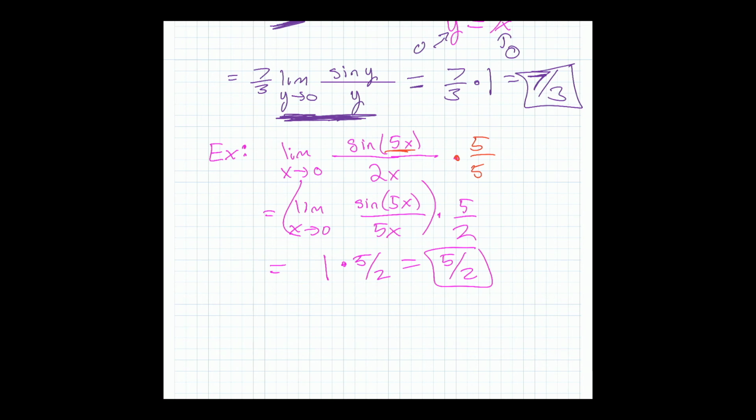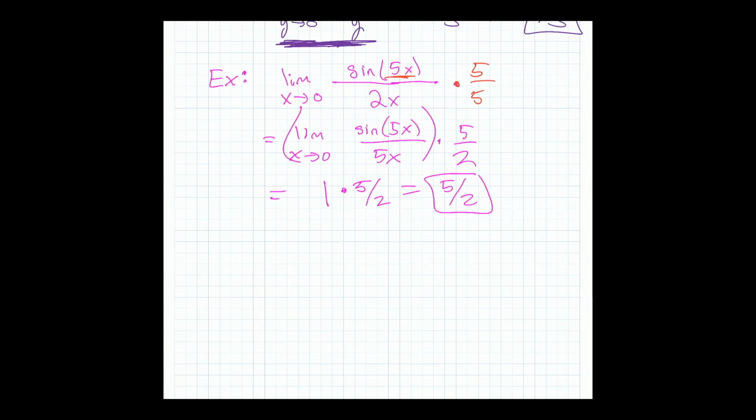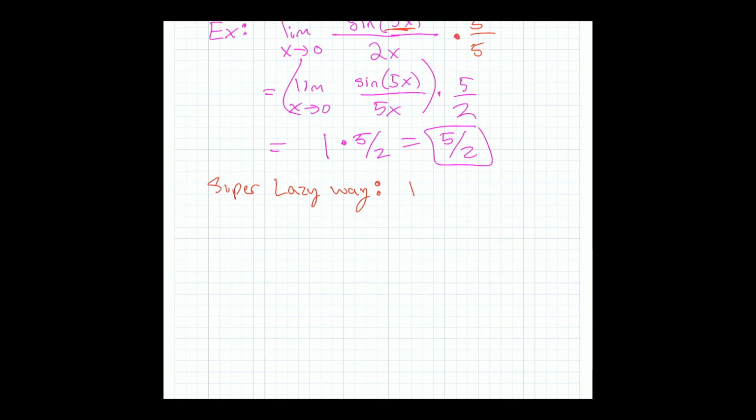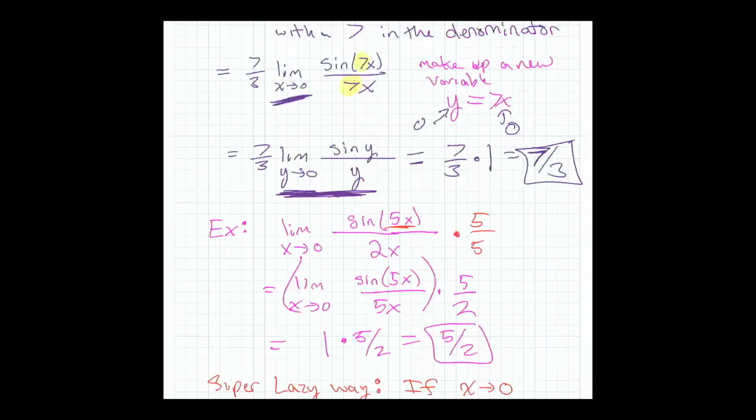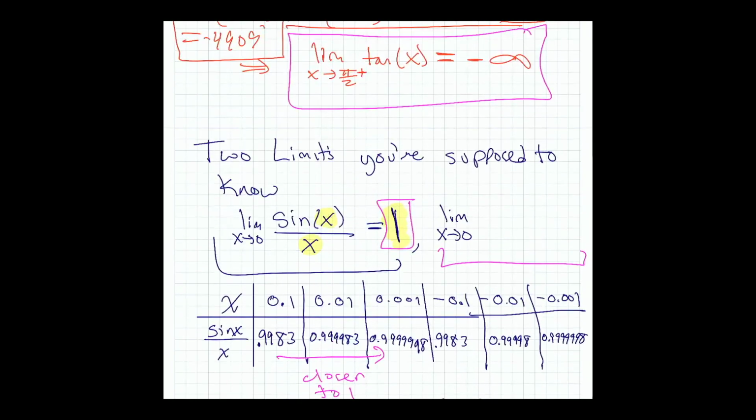All right. What if you're too lazy to do that? Okay, so this would be the super lazy way. If x goes to 0, then sine x is approximately x. Why is that? Well, think about it. Look at the limit that you're memorizing right here. Sine x over x.